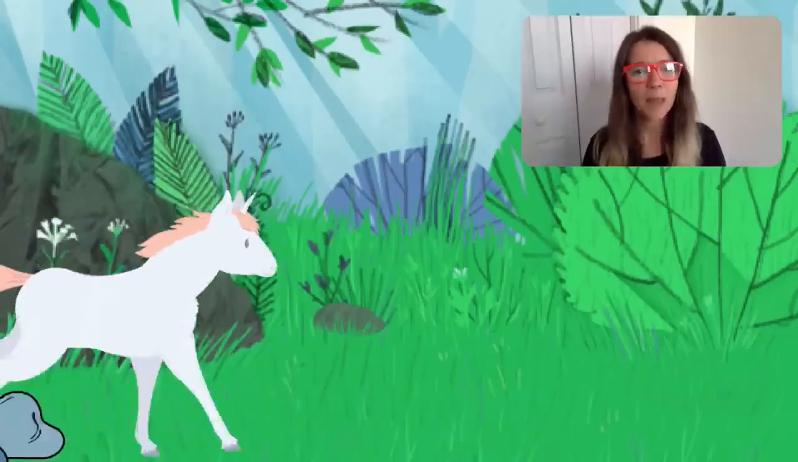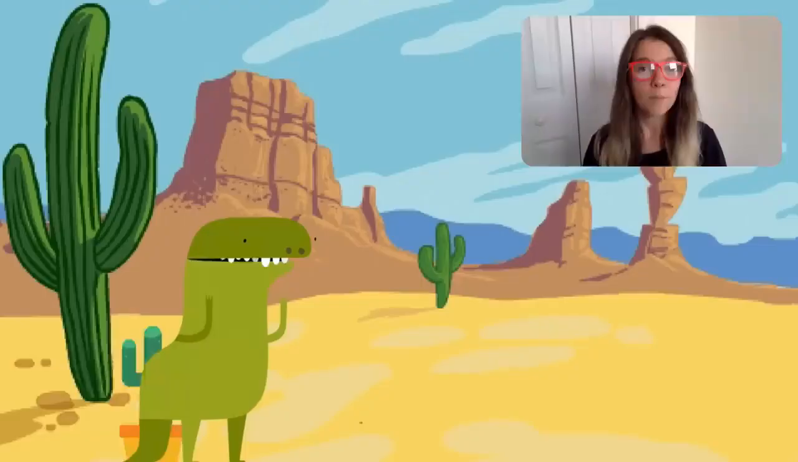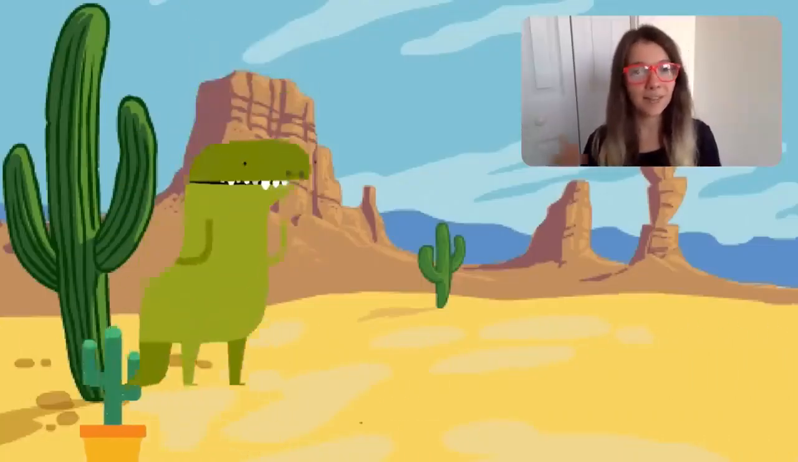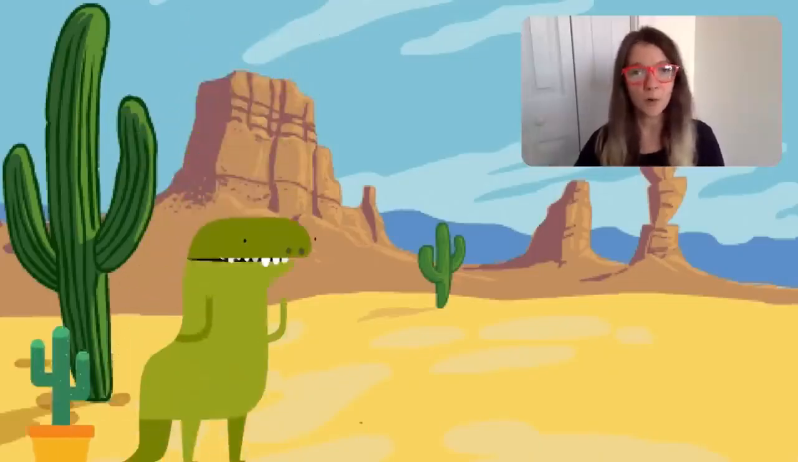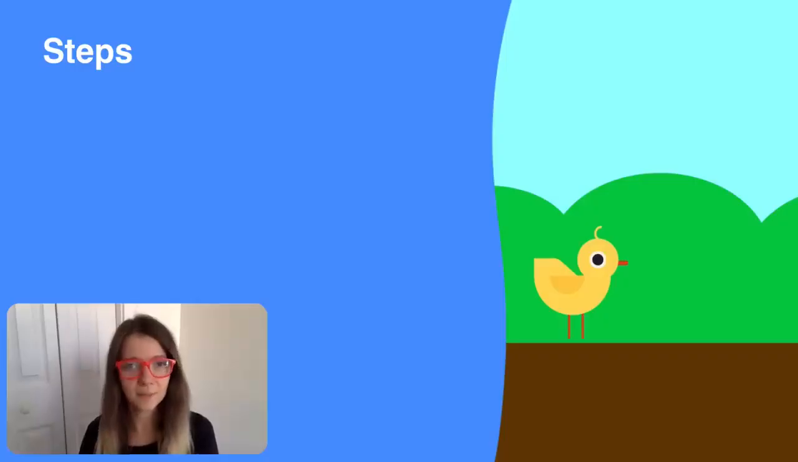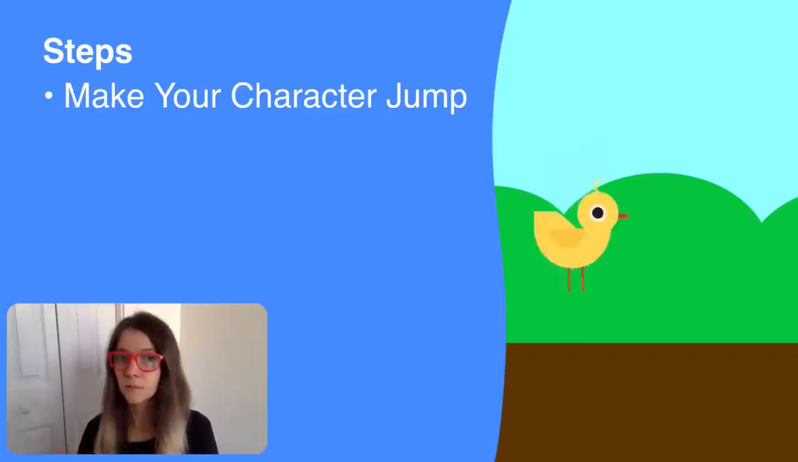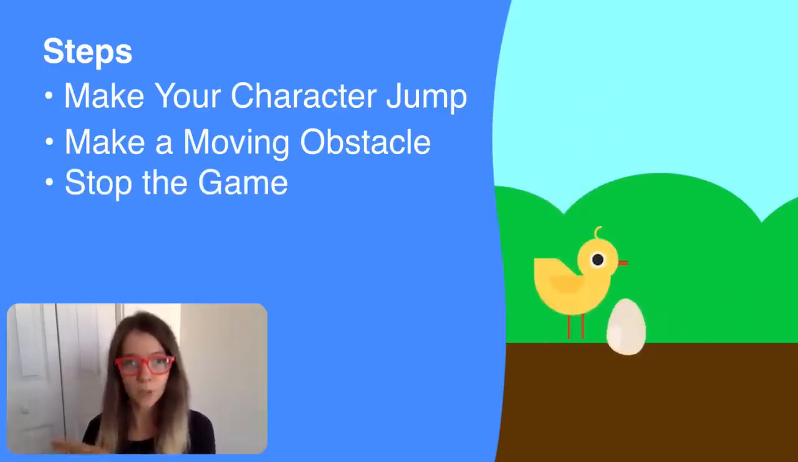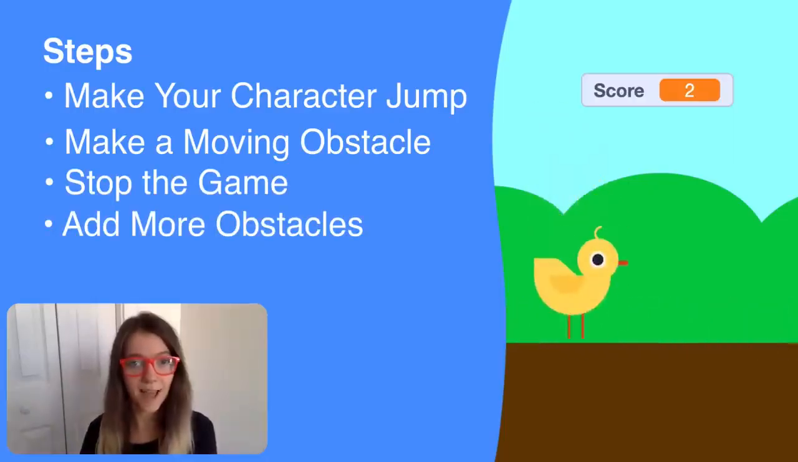Today I wanted to show you how to make a jumping game in Scratch. By the end of this tutorial, you'll be able to make a game like this one, where you can have a character jumping over moving obstacles. We'll do this in 5 steps: make your character jump, make a moving obstacle, stop the game, add more obstacles, and keep score.